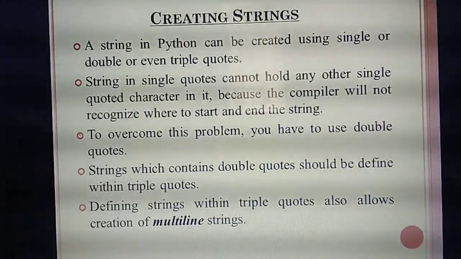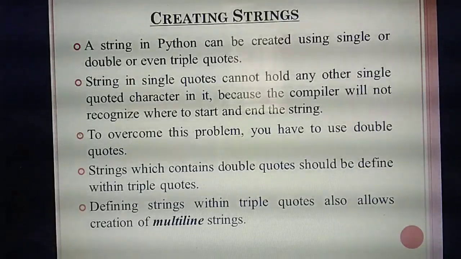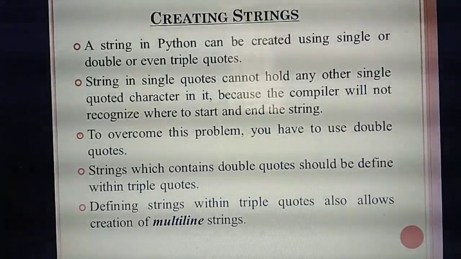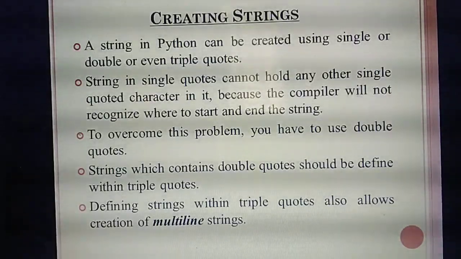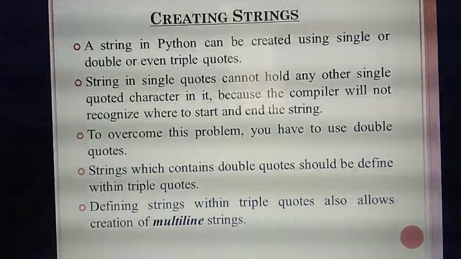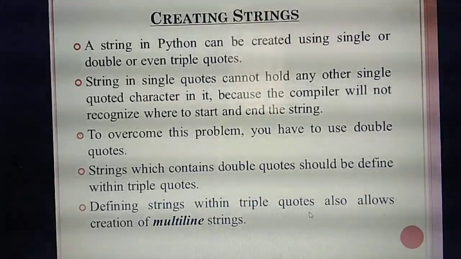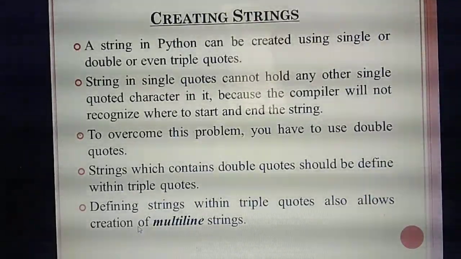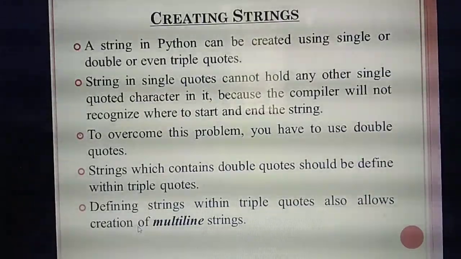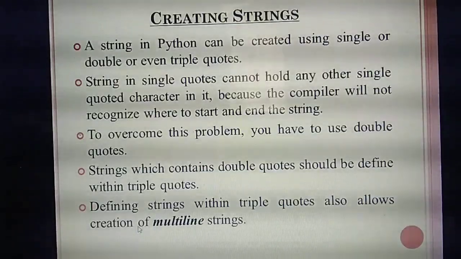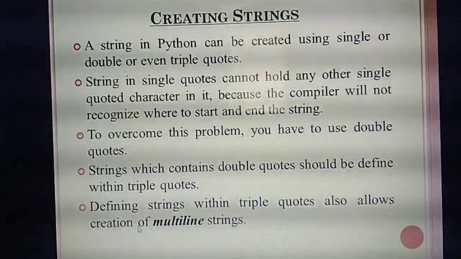Triple quotes means you should define the particular thing in double quotes. First you need to define the double quotes, and outside you can give triple quotes. This is very very important. One more important question: the strings defined in triple quotes are called which strings? Multi-line strings. What do you mean by multi-line strings? Those strings you define in triple quotes, we are calling them multi-line strings.